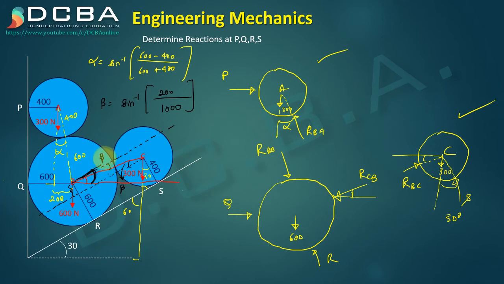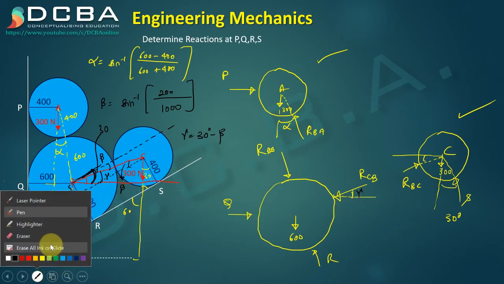No, this entire angle, you can see it is 30 degrees, right? So this is 30 degrees, and let us say the angle that we want is gamma. So gamma is 30 degrees minus beta. So this is how we have to find this angle gamma, which is 30 minus beta. A little bit of tricky trigonometry here.